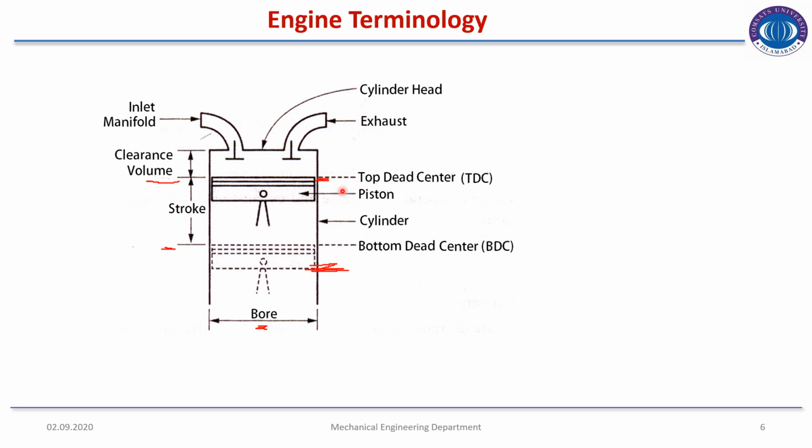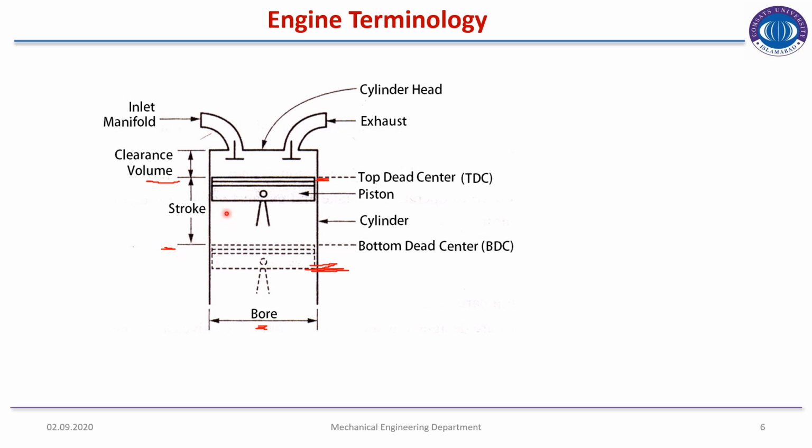So these are some engine terminologies. What is meant by inlet manifold? Inlet manifold is the inlet that allows the working fluid to enter into the piston cylinder. Clearance volume is the space between maximum height of the piston to the cylinder head. So this is the area between piston top dead center, when the position of piston is at the top dead center, and the cylinder head. So this is the clearance volume.